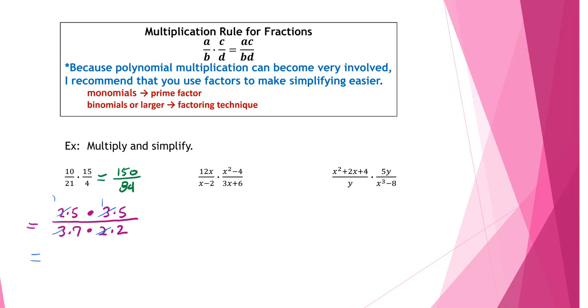1 times 5 times 1 times 5 will leave me with 25, and then in the bottom I'm going to end up with 14. And I do not have any more common factors because 5 times 5 on the top and 2 times 7 on the bottom means there aren't any factors in common.